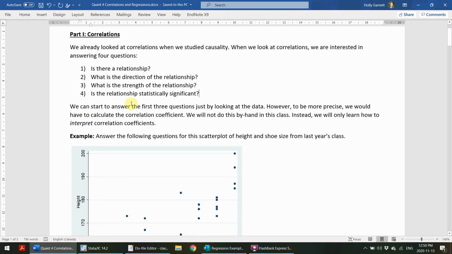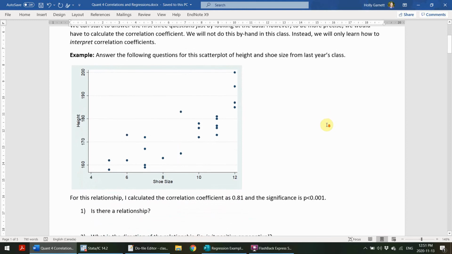Okay, so we can start to answer the first 3 questions, at least start to answer them, by just looking at the data. I think too often we jump to doing tests with data and forget to just take a look at it and visualize it. So let's just take a look at this.